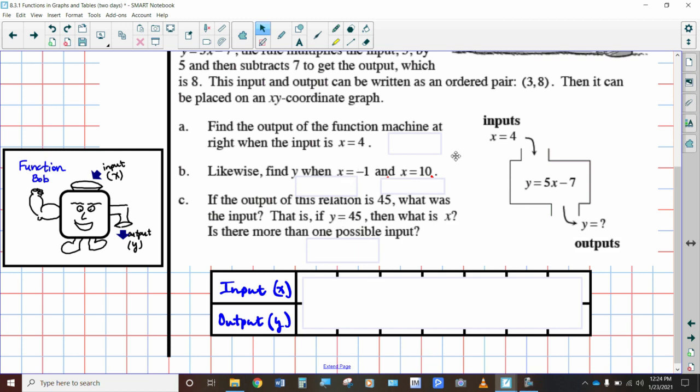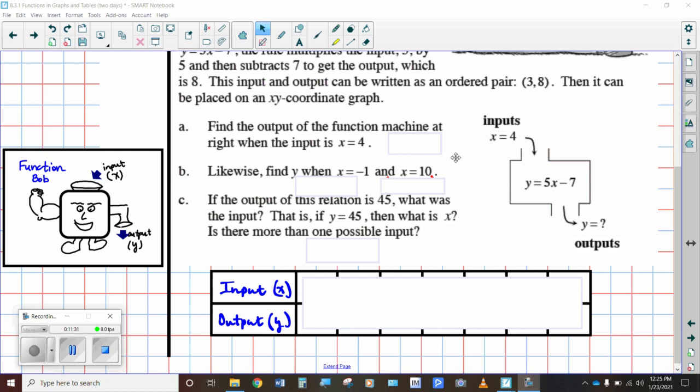Plug X into this rule, into this function, and also -1 and 10, and declare what your outputs are. You could write your outputs as an ordered pair, or you could say when X is equal to 4, Y is equal to this amount. I don't really care how you show your outputs. We just want to make sure we're on the same page and you're getting the same answer as me. So go ahead and do that. I'm going to pause, you pause, and when you're ready to see the reveals, unpause.